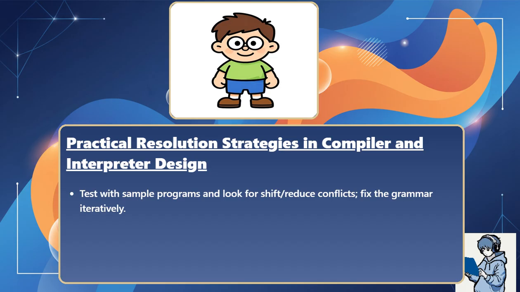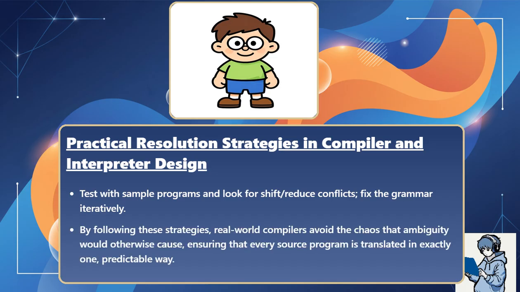Fix the grammar iteratively. By following these strategies, real-world compilers avoid the chaos that ambiguity would otherwise cause, ensuring that every source program is translated in exactly one predictable way.